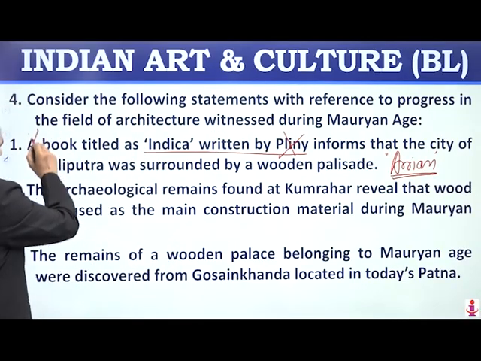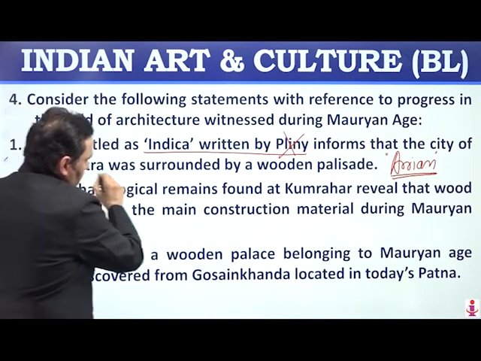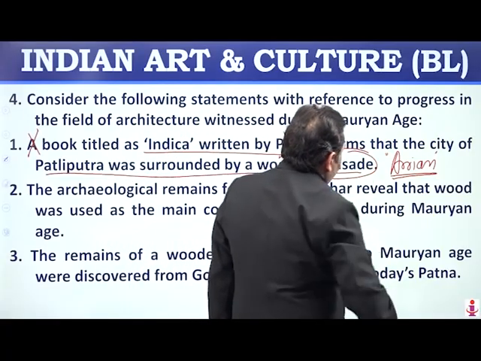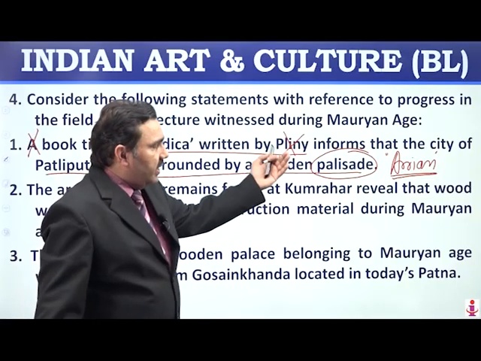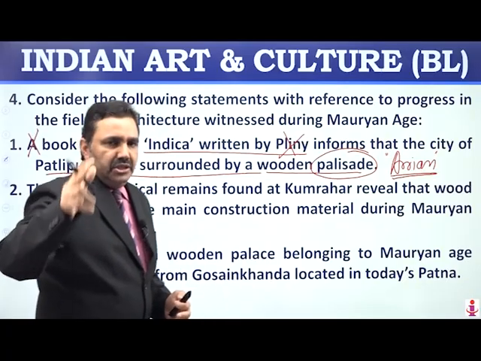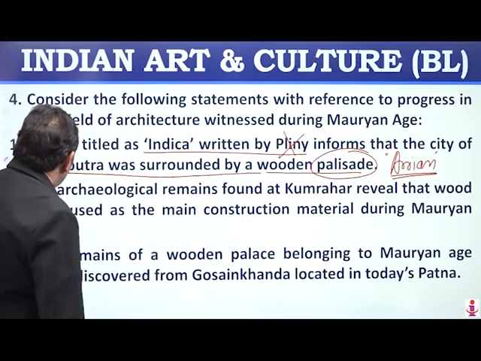First one is wrong. A book titled as Indica informs that the city of Patliputra was surrounded by a wooden palisade. Palisade means wall. This reference is found in Indica of Megasthenes, and Megasthenes was quoted by Arrian in his book Indica. So there was a wooden palisade, but that is not mentioned by Pliny, and Pliny did not write the book Indica. So first one is wrong.